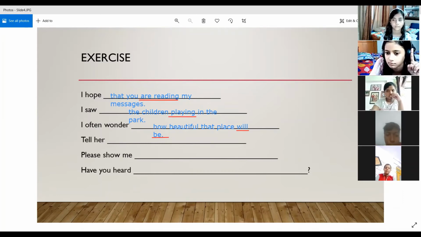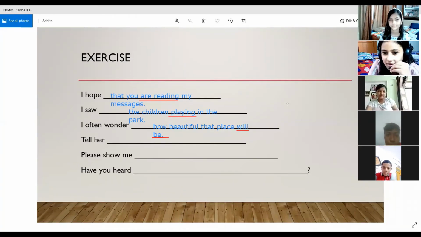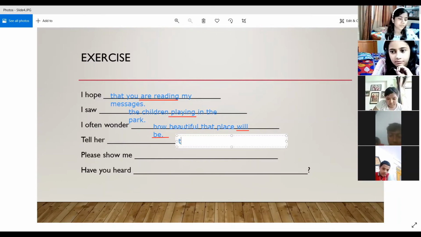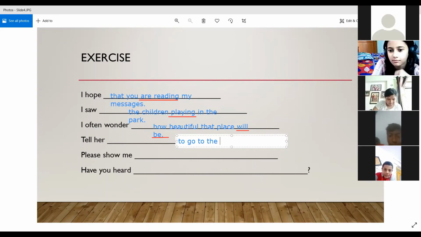Okay. Yes, Vaishnavi, what happened? Sir, now am I audible? Okay, you can answer the next one. Sir, tell her to go to the market and bring some vegetables. Tell her to go to the market and bring some vegetables. Okay, to go to the market and bring vegetables. To go to the market is also sufficient. Right, it is sufficient, it will work. Tell her to go to the market.